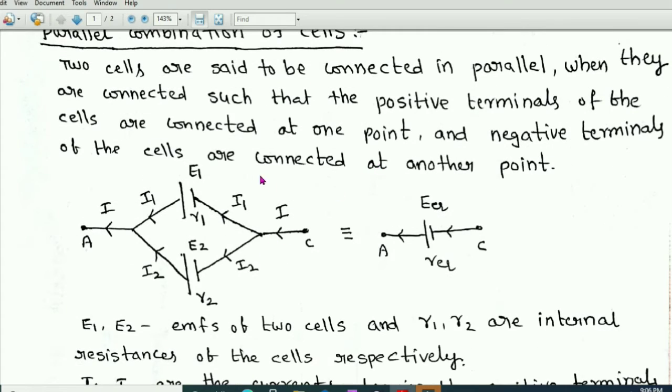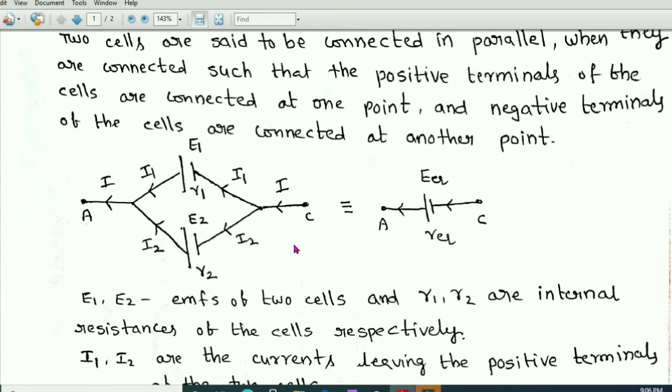Now here, as shown in the figure, two cells are connected in parallel. The positive terminals are connected to a point A and the negative terminals are connected to a point C. Let the EMF of the first cell be E1, and similarly the EMF of the second cell be E2, and the internal resistance of the second cell is R2. The two cells are connected in parallel.